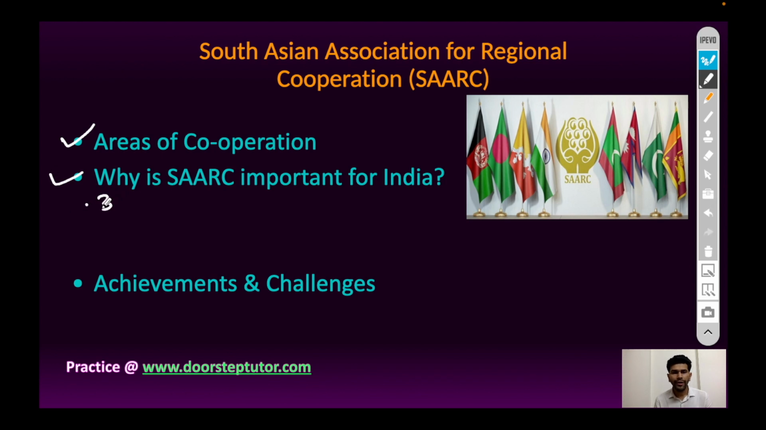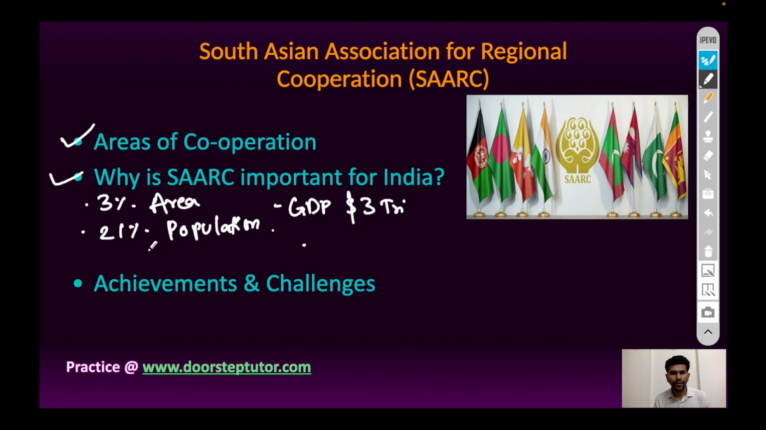First of all, it constitutes almost 3% of world area and 21% of world population. It is an organization with a combined GDP of 3 trillion US dollars. It has a densely populated area. Same customs and cultures are followed.